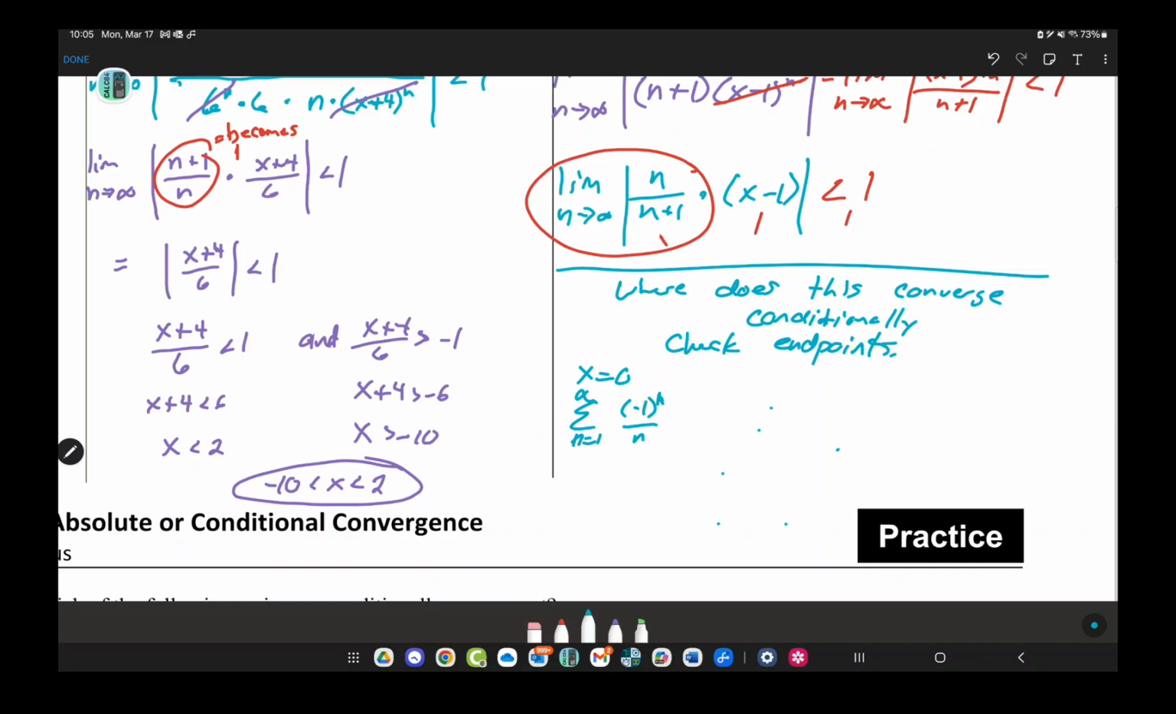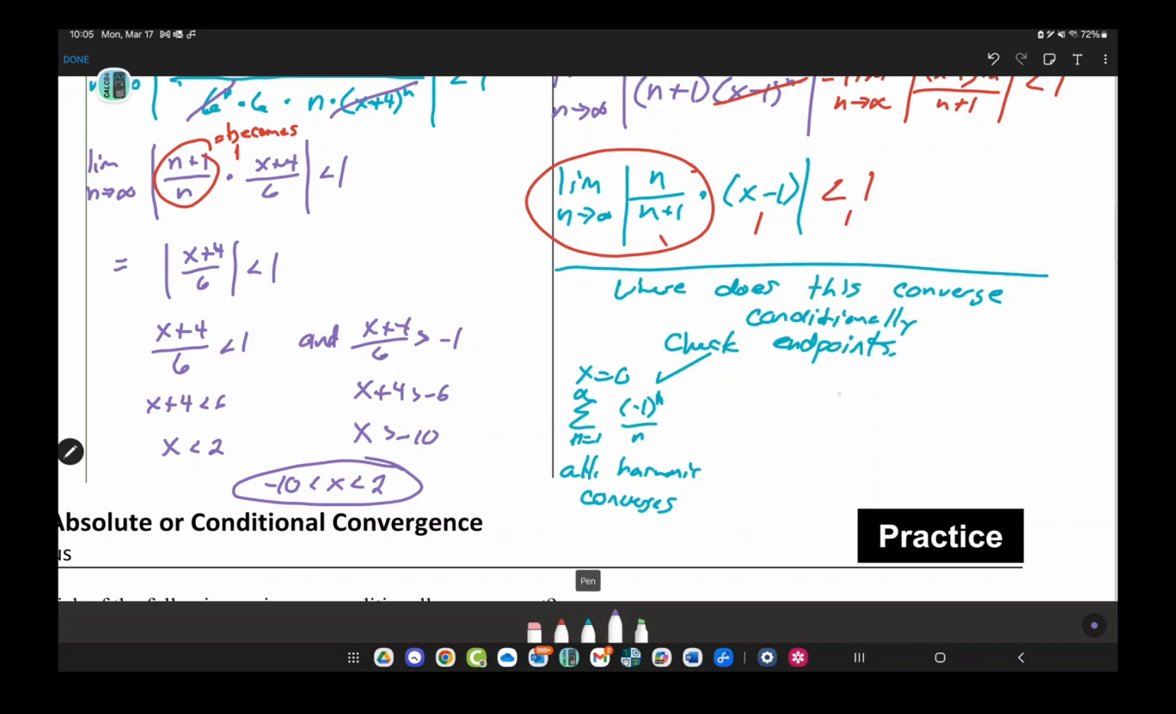What's a harmonic series again? Just 1 over n. And it always diverges. A harmonic series always diverges, but an alternating harmonic series does what? Converges. So we already know that this converges. This is an alternating harmonic series, so at x equals 0 it converges conditionally. The absolute value will diverge, but the original function will converge.